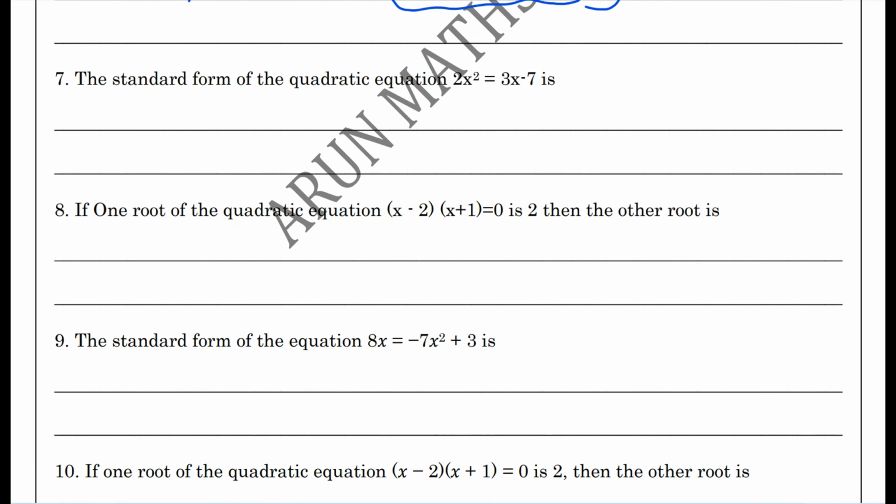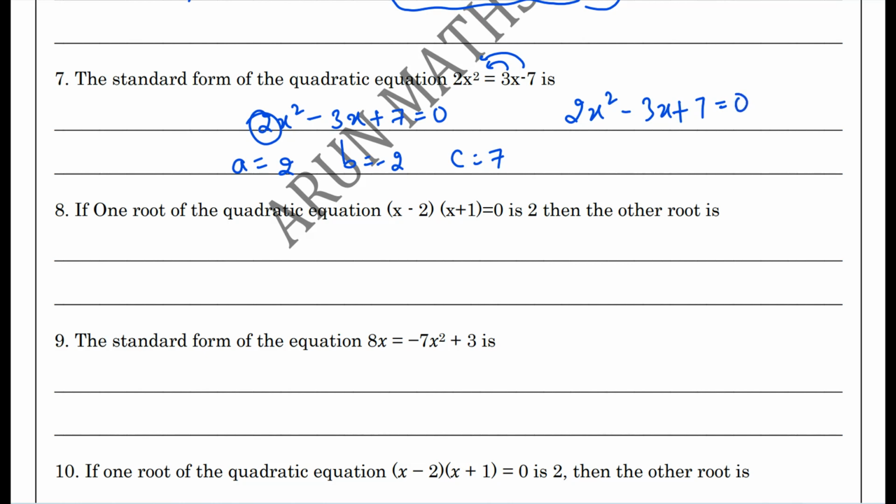What is the standard form of a quadratic equation? See, it is not in standard form. Shift all the terms to the LHS. That is 2x square plus 3x, after shifting it becomes minus 3x, minus 7, after shifting plus 7, equals 0. Now what is the value of a, b and c? A is the coefficient of x square, that is 2. What is the coefficient of x? It is minus 3. What is c? It is 7. Therefore, the standard form of the above quadratic equation is 2x square minus 3x plus 7 equals 0.